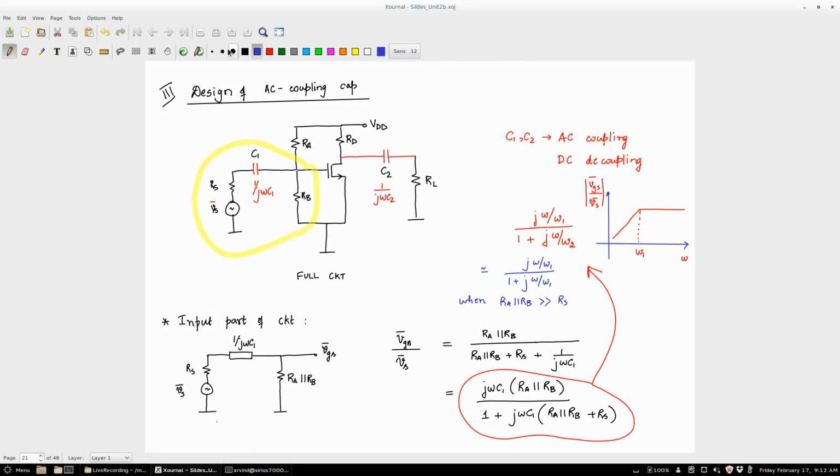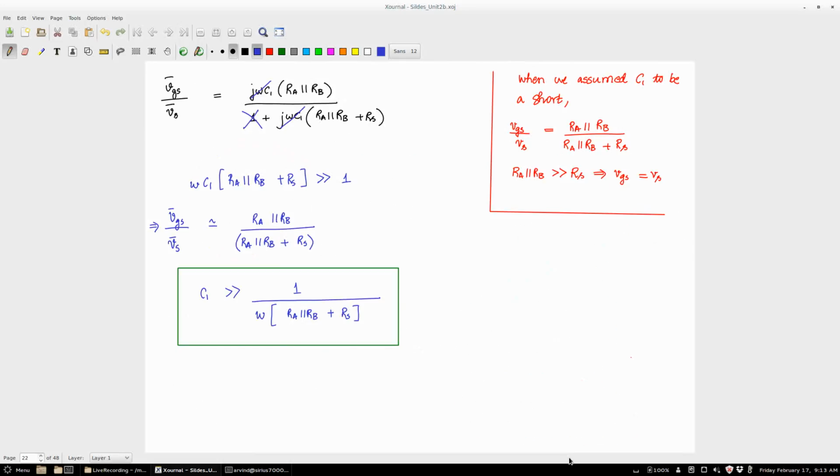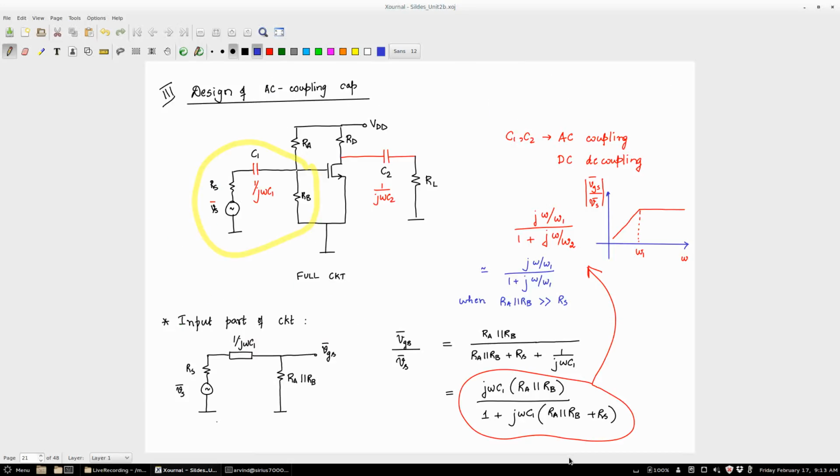Let's go back in your notes about 3-4 classes ago, right? Over here. How did you design this C1? The basic idea was you included the C1, you worked out the ratio of this VGS to VS, and you got this expression. There was this 1 by j omega C1. Now you wanted the situation where you didn't have the capacitor, correct? So you found that will happen if this quantity is much greater than 1, and so you got a condition for C1.